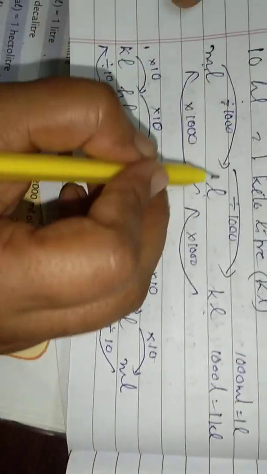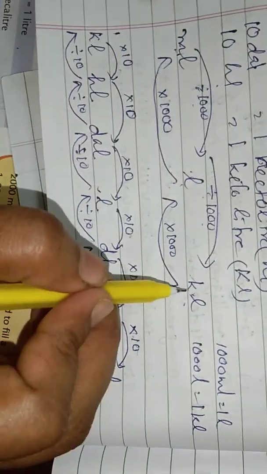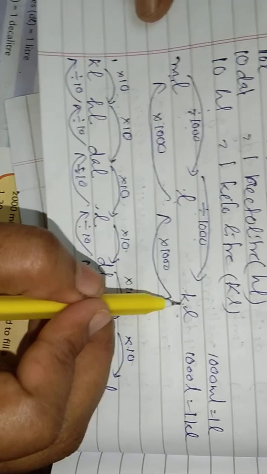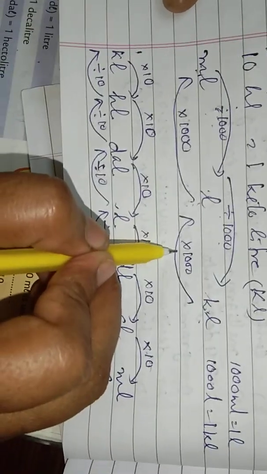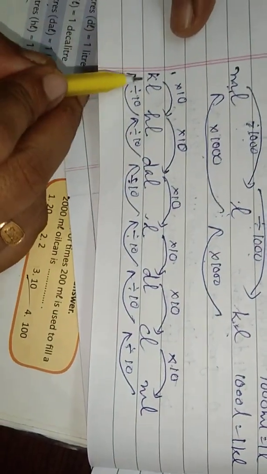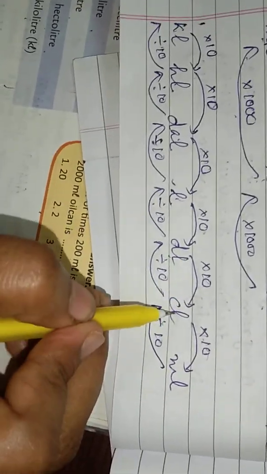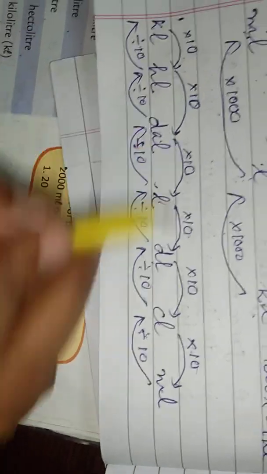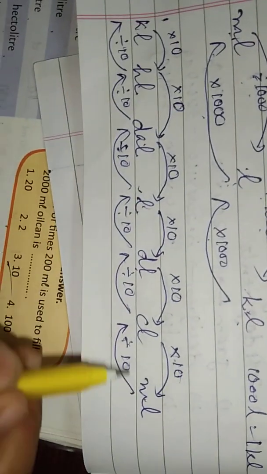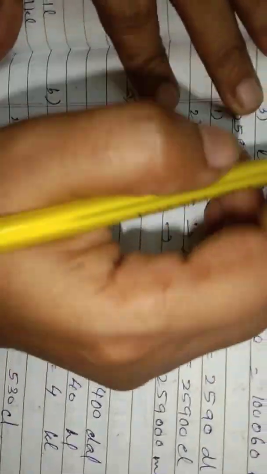So to change milliliter to liter, divide by 1000, and liter to kiloliter, divide by 1000. That means smaller to higher unit. And kiloliter to liter, multiply by 1000, and liter to milliliter, multiply by 1000. According to our table: kiloliter to hectoliter, hectoliter to decaliter, decaliter to liter, liter to deciliter, deciliter to centiliter, centiliter to milliliter, higher to smaller unit, multiply by 10. To change smaller into higher unit, divide by 10. You also have to study the table. Here is also a conversion.